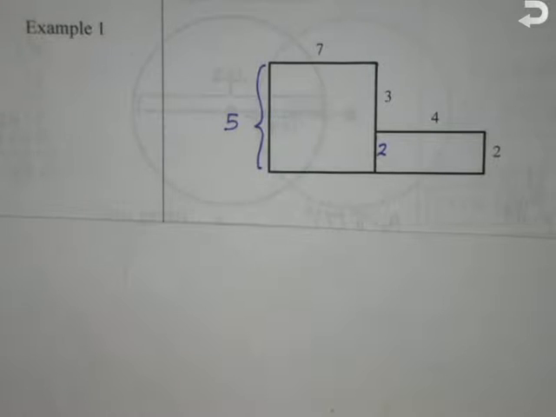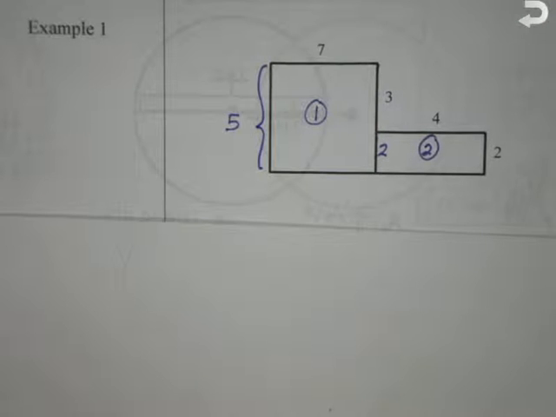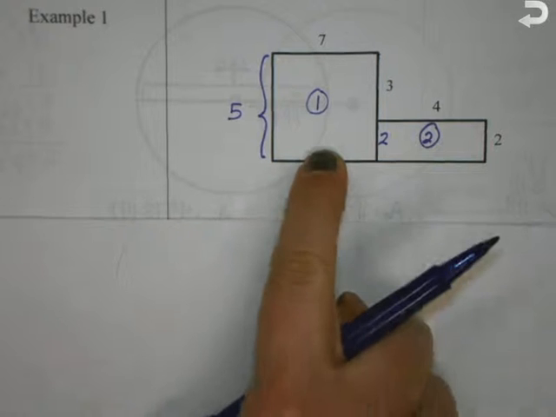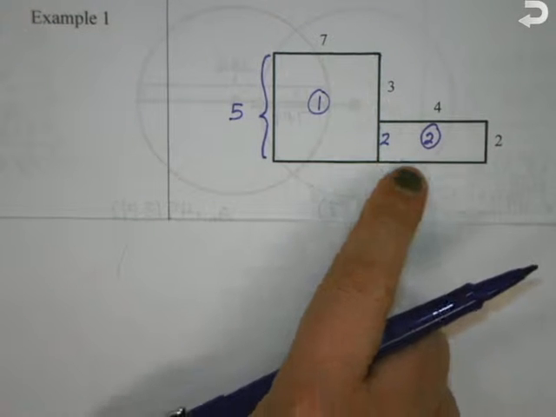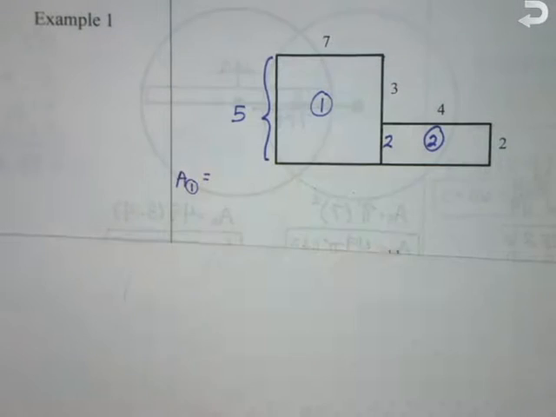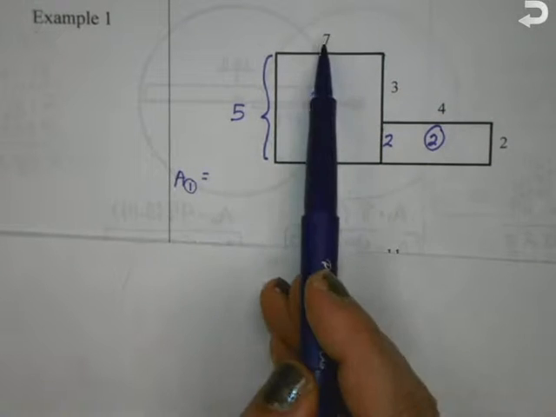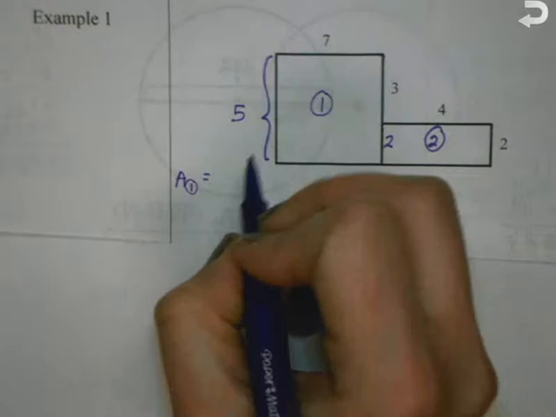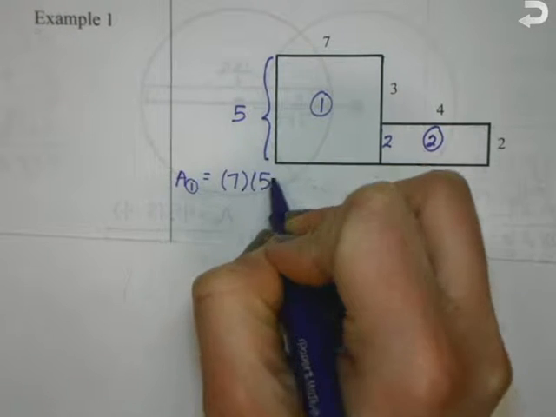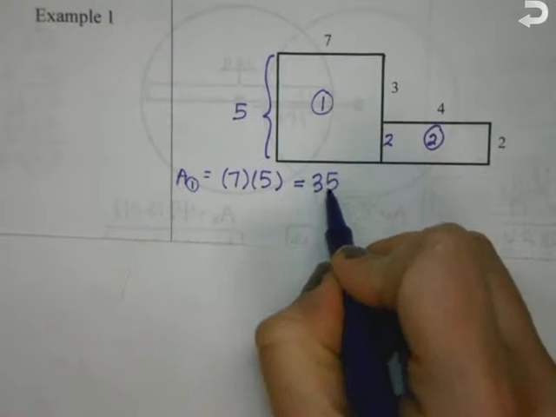Do I have enough information to find the area of each one? Yes. So I'm first going to label this box 1 and this box 2. And we need to find the area of rectangle 1 and then the area of rectangle 2. So, area of 1 equals. How do I find the area of rectangle 1? What are the two lengths? 7 and 5. So 7 times 5. And what does that equal? 35 units squared.